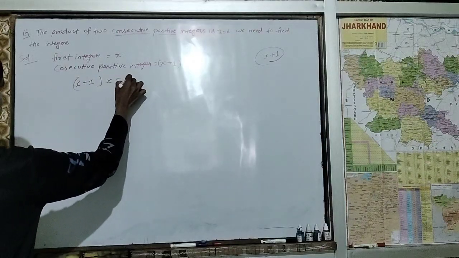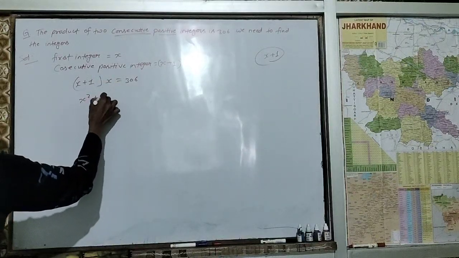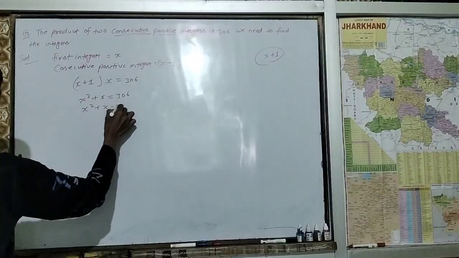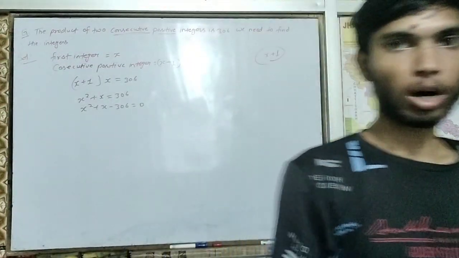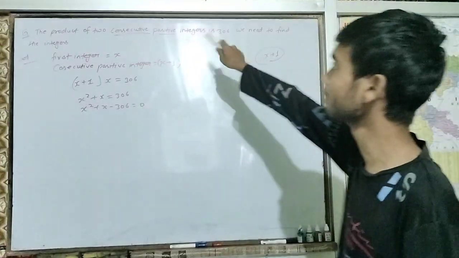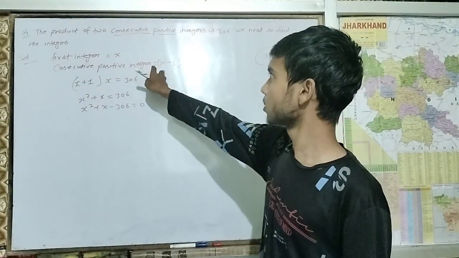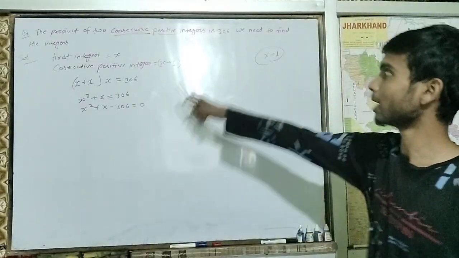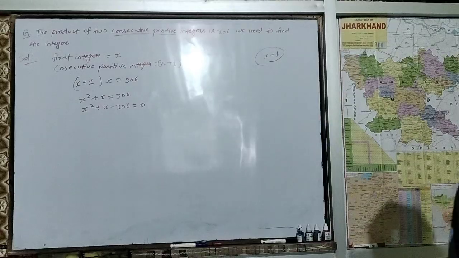is equal to 306. We will simplify this. x square plus x is equal to 306, x square plus x minus 306 is equal to 0. It is a quadratic equation. We converted this statement into mathematics, and then we brought this quadratic equation. Well, this part is done.